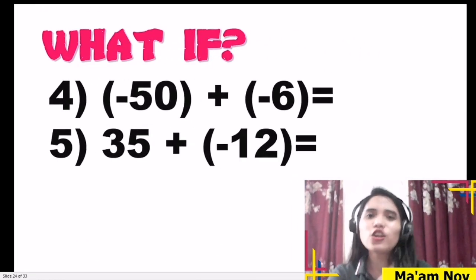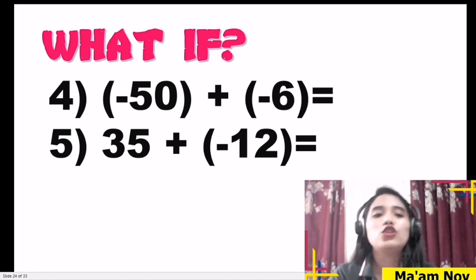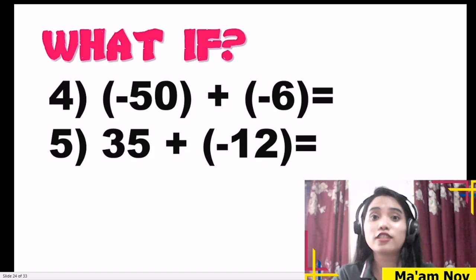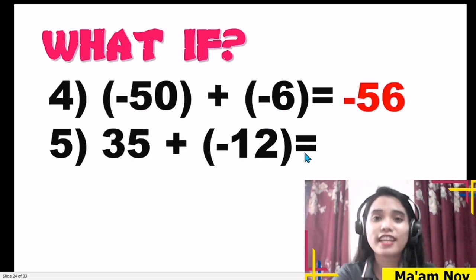Okay, dito tayo. What if malalaking numbers? So, first, identify muna natin if same sign ba or different signs. So, same signs ba? Same sign. So, same sign, add and keep. So, we'll just add them. 50 plus 6 is 56. And we will keep the sign na common sa kanila, which is negative. So, ang sagot is negative 56.